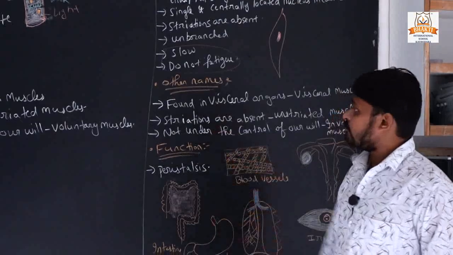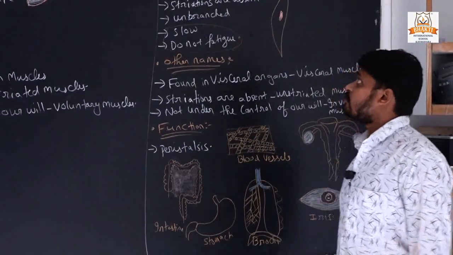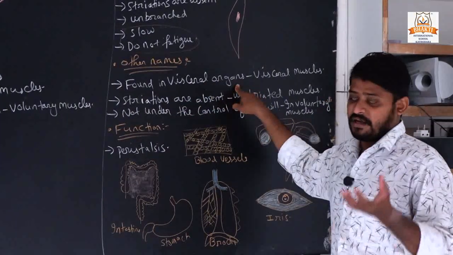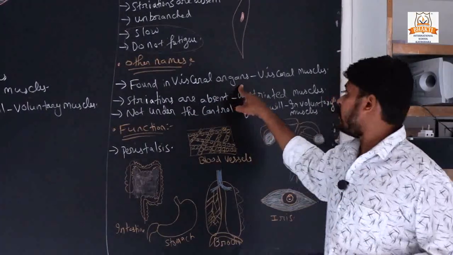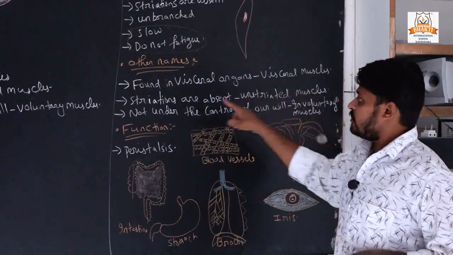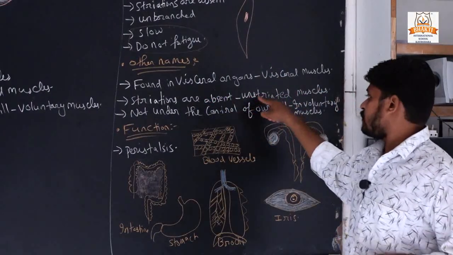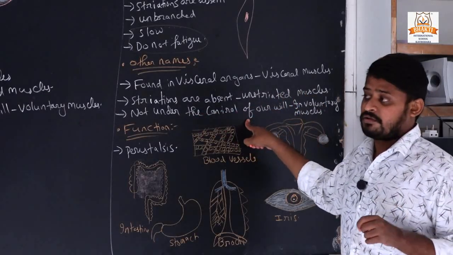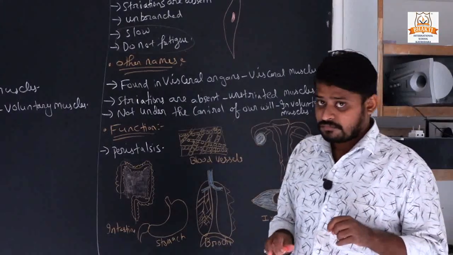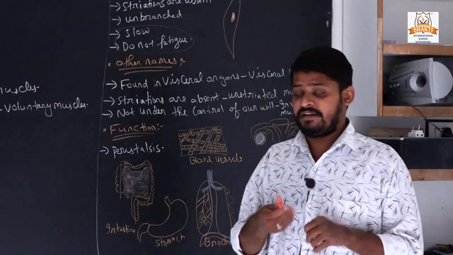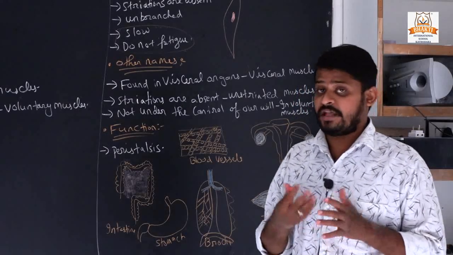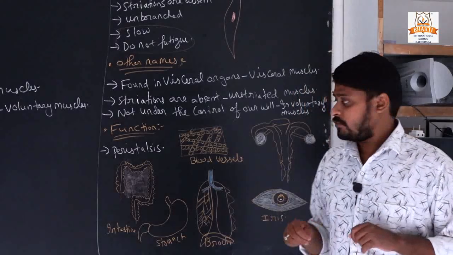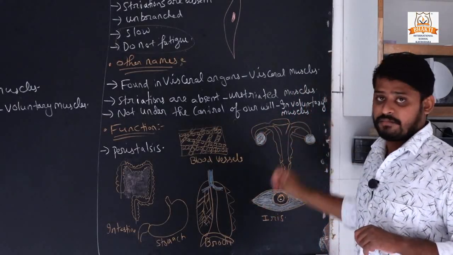Other names of visceral muscles or smooth muscles: it is found in visceral organs, meaning organs that are hollow from inside, which is why it is called visceral muscle. Striations are absent, that's why it is called unstriated muscle. It is not under the control of our will. If I want to order any part of our body, but it doesn't do that work from our will, that is called involuntary muscle.